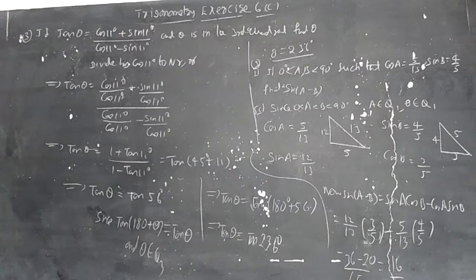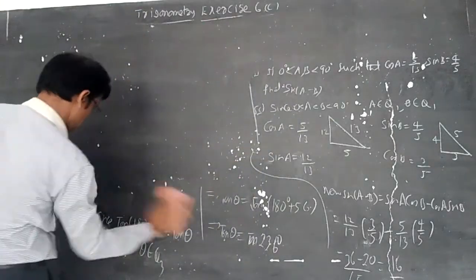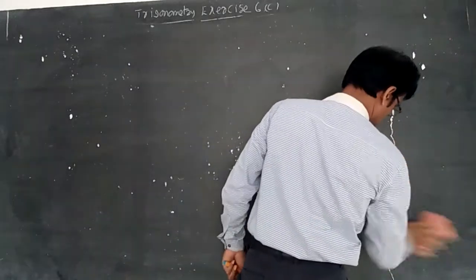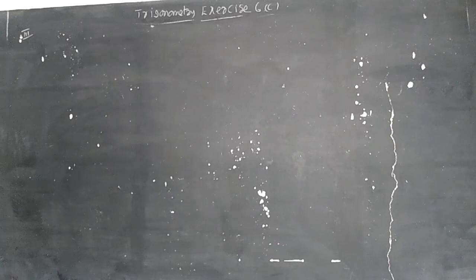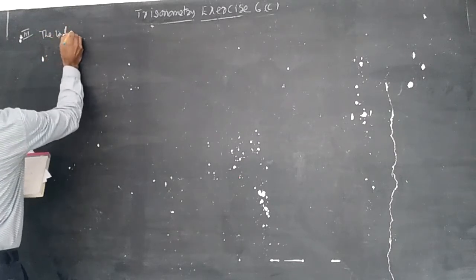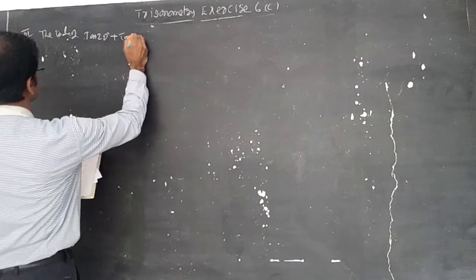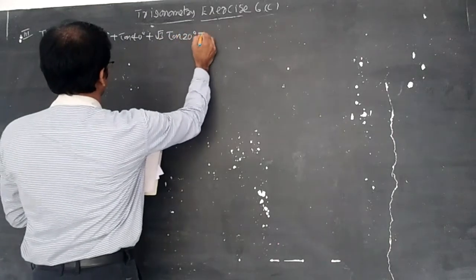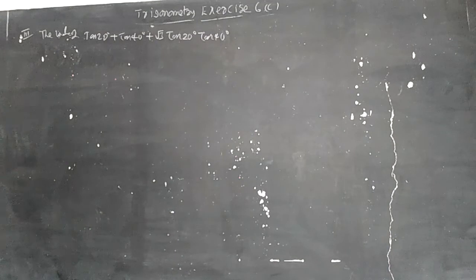Now, third question. In this third question, what is the value of tan 20 degrees plus tan 40 degrees plus root 3 into tan 20 into tan 40?